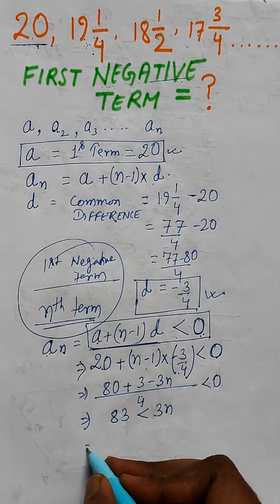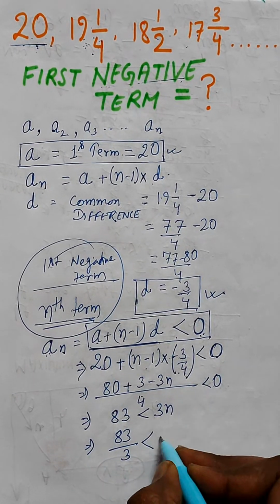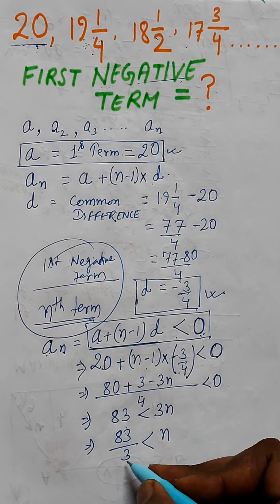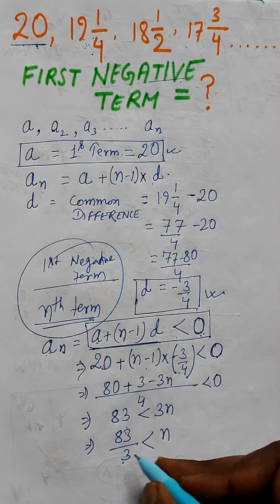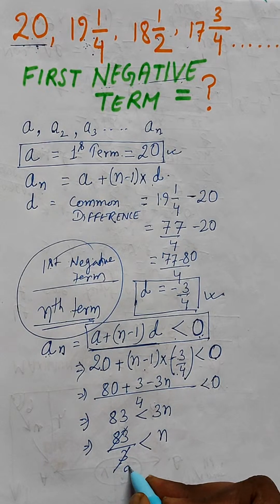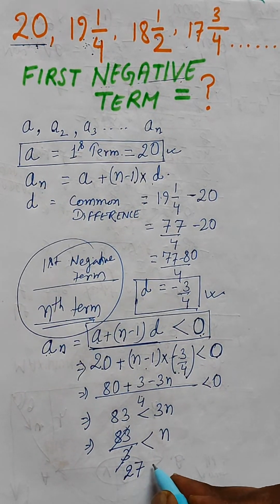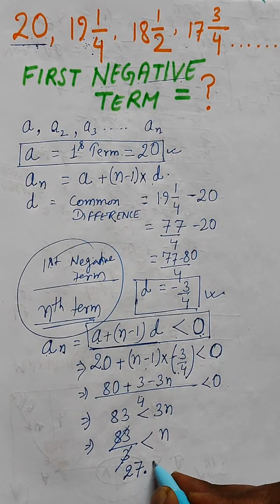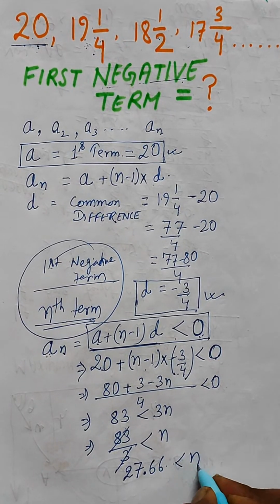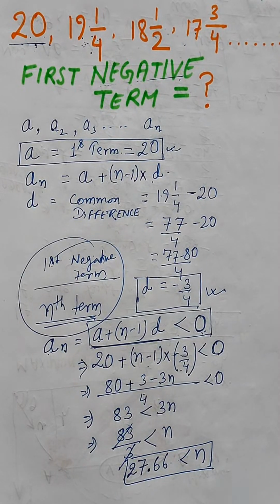So here you are getting the value of n is 83 by 3, and n should be greater than 83 by 3. And when you solve it, just divide 83 by 3. What will be that? 3 2s are 6, 23, 3 7s are 21, plus balance will be 2, 27.666, like that. So the value of n should be greater than 27.666, like this, right?